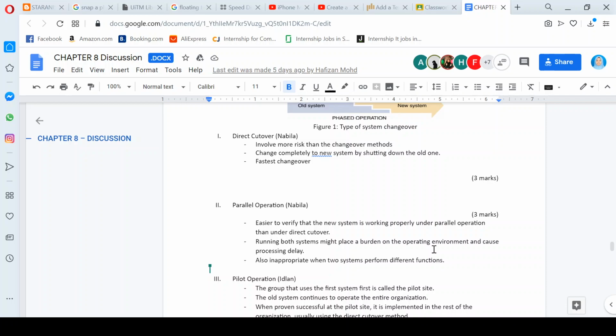Okay, Nabila, try explain last point yang ada dekat dalam kamu punya jawapan. Inappropriate when two system perform different function.